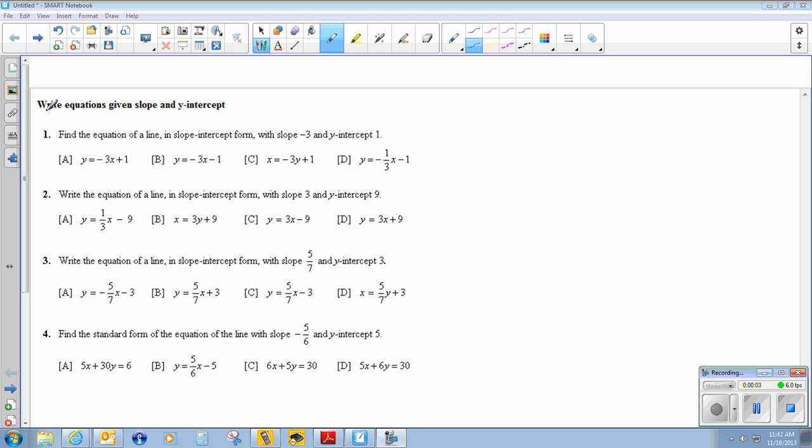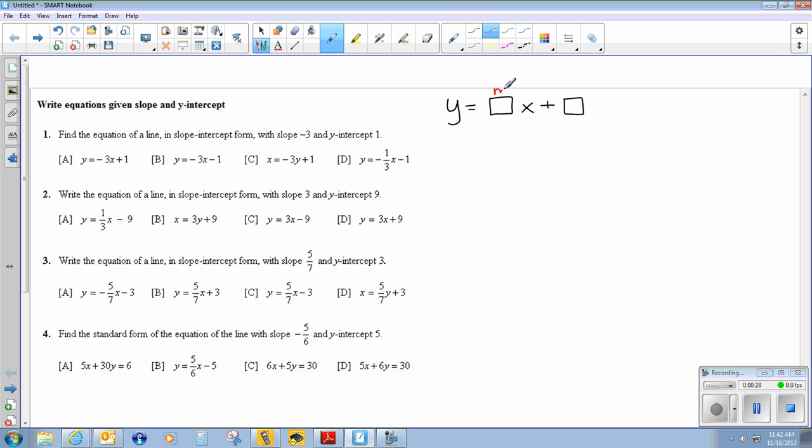In this objective, we need to be able to write equations given the slope and the y-intercept. If you notice, they've asked us in most of these to just write them in slope-intercept form. Slope-intercept form means that we want it to be in y equals mx plus b format. So it's going to look something like this.